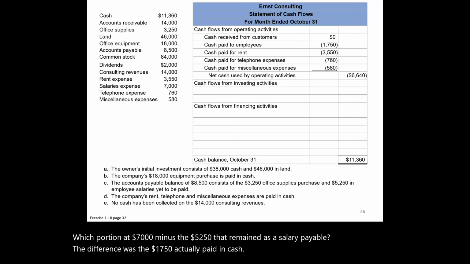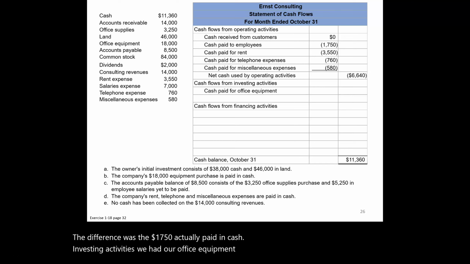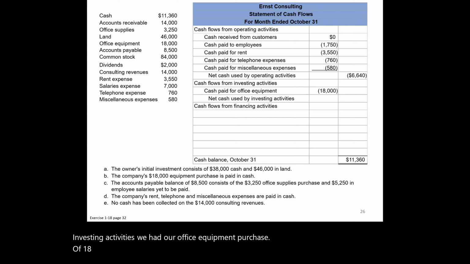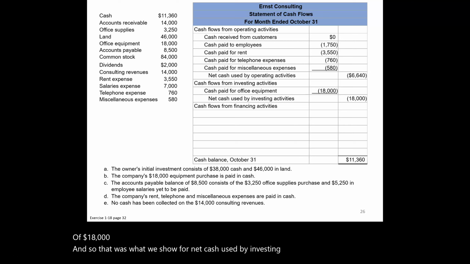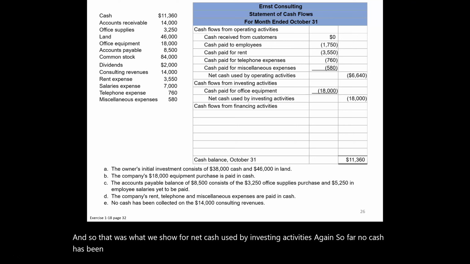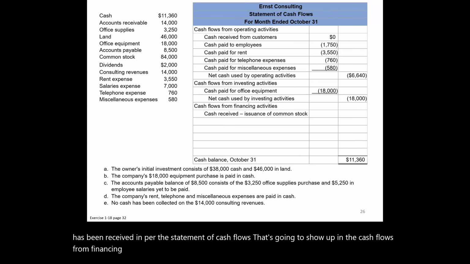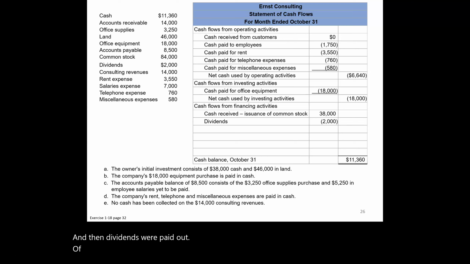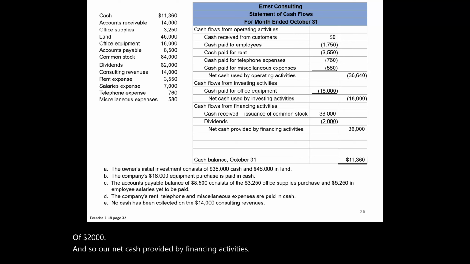Investing activities. We had our office equipment purchase of $18,000. And so that was what we show for net cash used by investing activities. Again, so far, no cash has been received in the business per the statement of cash flows. That's going to show up in the cash flows from financing activities, where we received cash from the owner in exchange for common stock of $38,000. And then dividends were paid out of $2,000. And so our net cash provided by financing activities is $36,000.